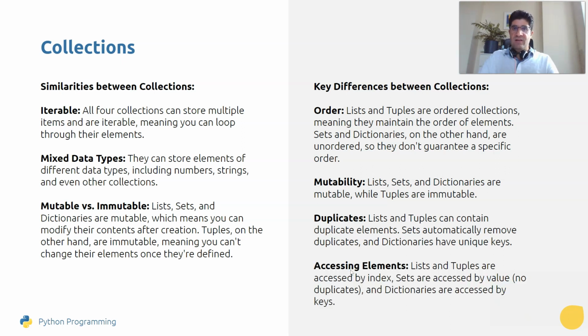And accessing elements: lists and tuples access the elements using the index, but in sets, we can access the element using their value, and in a dictionary we can access elements using the key. A dictionary has key and value pairs, so we have multiple keys and values. To access a value, we need to pass the key and it will return the value.